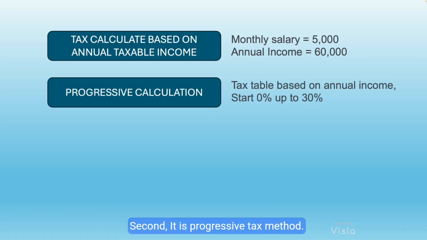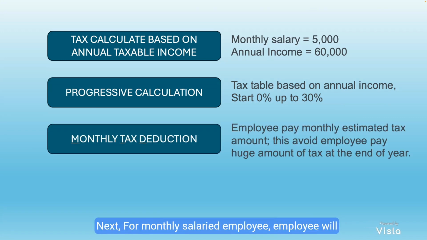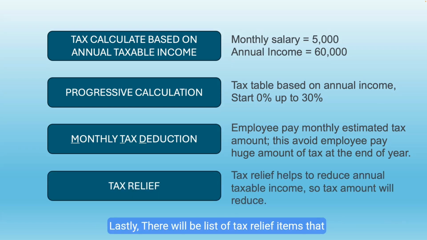Second, it is a progressive tax method. There is a tax table based on annual taxable income, ranging from 0% up to 30%. Next, a monthly salaried employee will pay tax on a monthly basis, known as MTD, monthly tax deduction. Lastly, there is a list of tax relief items that will reduce taxable income.